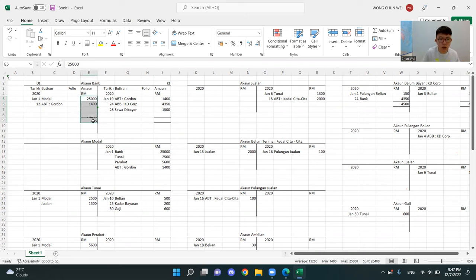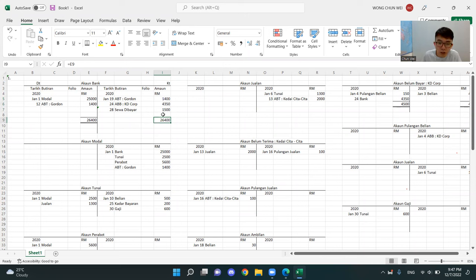So you add up and put into jumlah here. 26,400, and then here the jumlah must be the same. The jumlah must always be the same. This is a jumlah. So the jumlah on the debit and credit side must be sama. Okay, so therefore the credit side is 26,400 juga. So now, if you add up these three things, definitely and surely, 100%, that equal to 26,400.